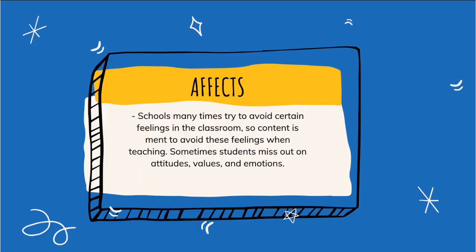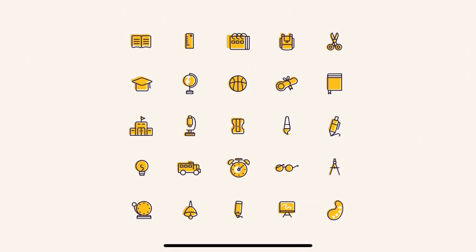Well, there are some effects. Schools many times try to avoid certain feelings in the classroom, so content is meant to avoid these feelings when teaching. Sometimes students miss out on attitudes, values, and emotions. Things that we need to keep in mind are that sometimes curriculum shifts based on what a specific educator believes is, quote, educationally significant, unquote.